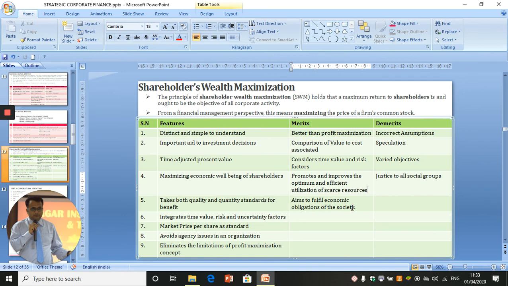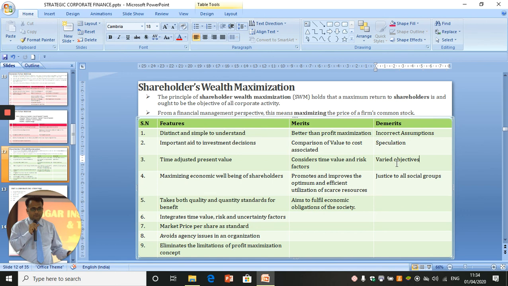Now, next one is demerits. Incorrect assumptions are there, because when you look into the stock market, sometimes it is manipulated. So assuming that the market price represents shareholders' wealth, and that leads to welfare of the shareholders, is a bit more of an assumption. It leads to speculation, because sometimes the stock prices may go higher or lower only because of the speculative nature of the market for the investors in the market.